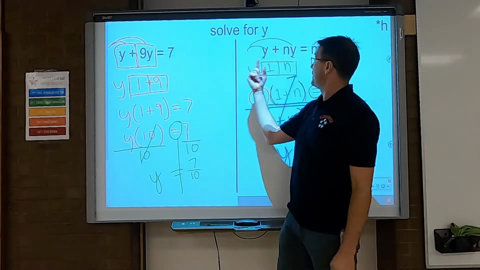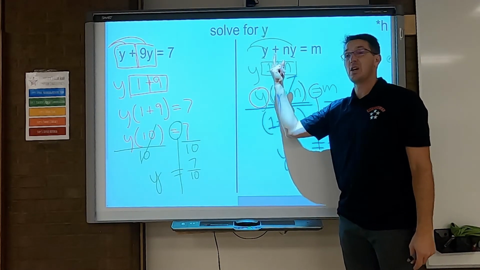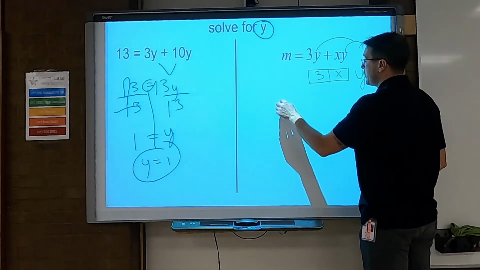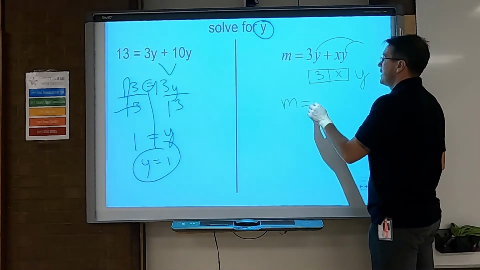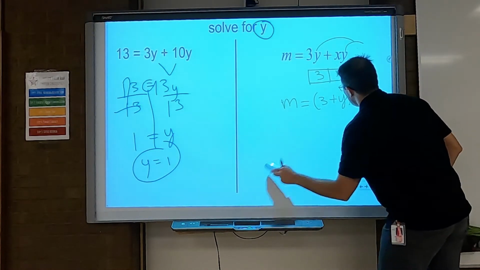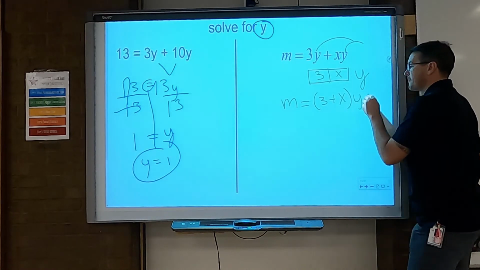So I end up with, and people, the reason why I do the two boxes, just like in the last slide, I put the two boxes so you make sure you have to have a number in there. Like in this case, instead of leaving it blank, you had to put a 1 there. You can't let those boxes be empty. So now I go, okay, let me rewrite this. M equals 3 plus x times y.